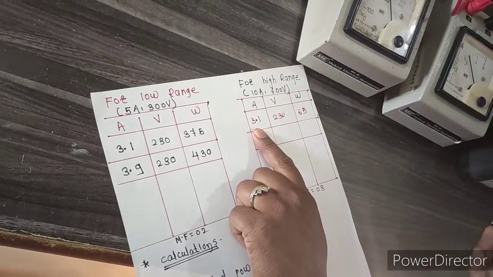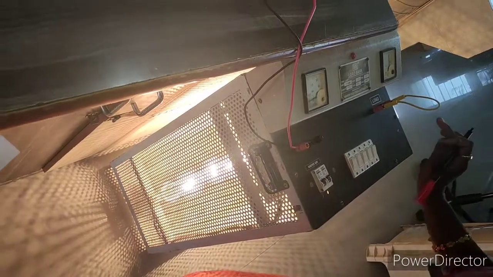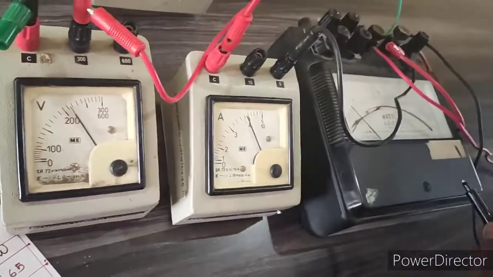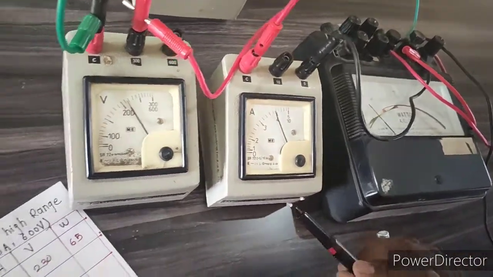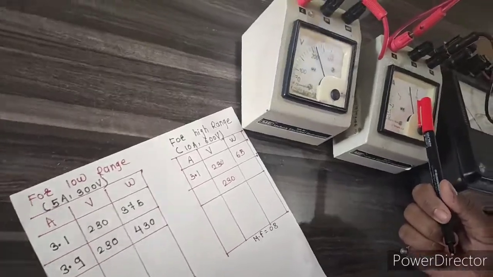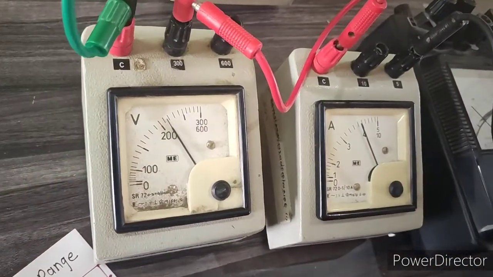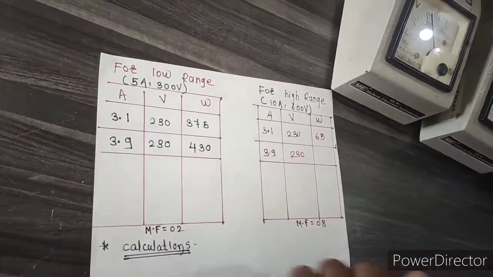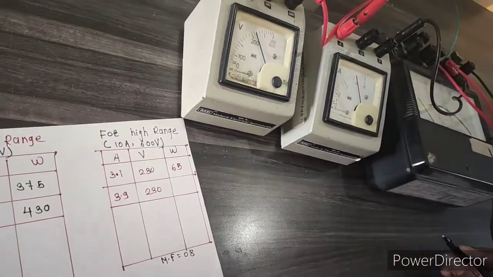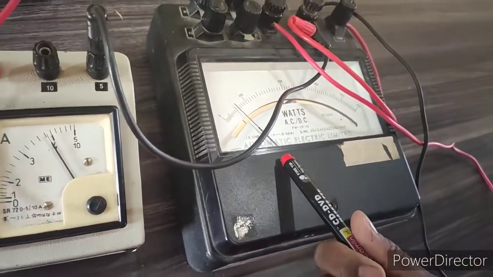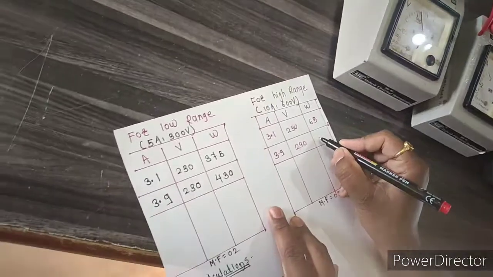For the next reading, I will increase the load. So I gradually increase the load. The current will increase and the wattmeter reading should also increase. So again the voltage is the same, 230. The current will increase compared to the previous one. Here we can see the current is 3.9 ampere and the wattmeter reading is nearly equal to 80 watt.